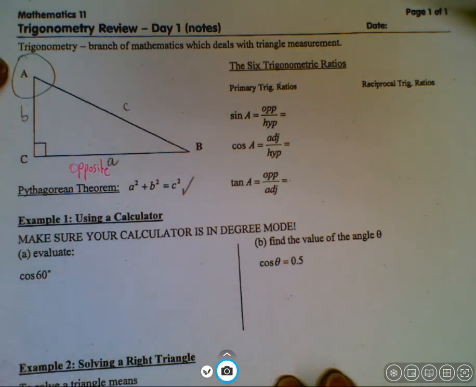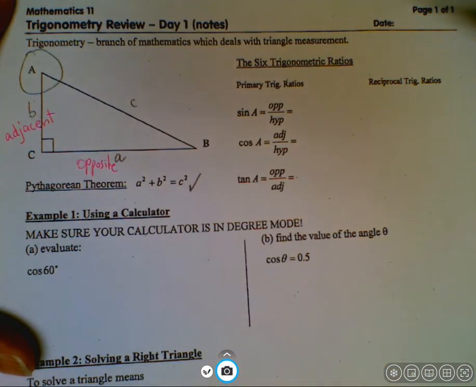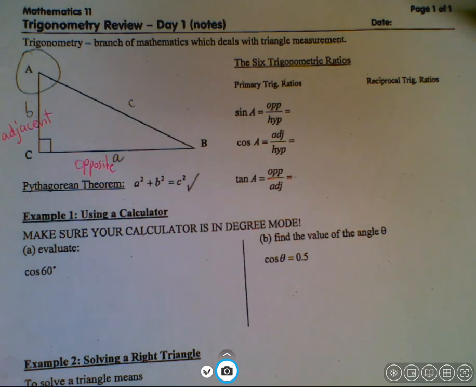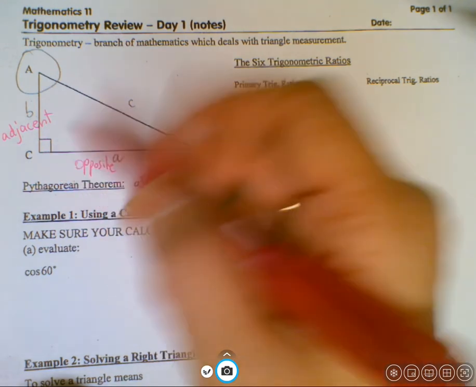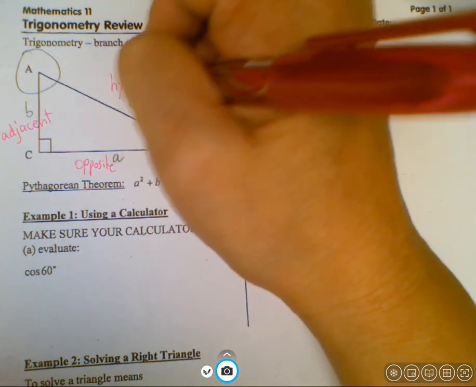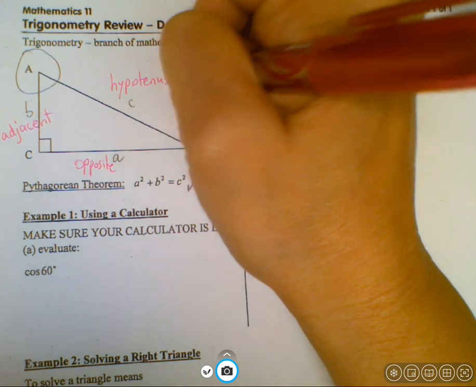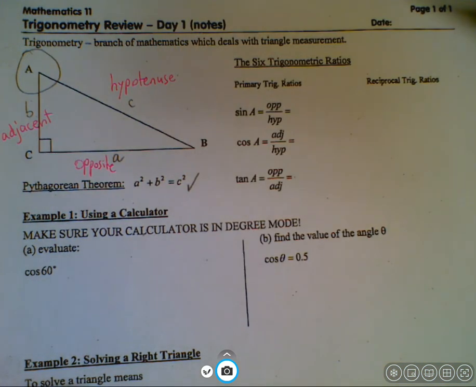Little b is right beside A. So being right beside is adjacent. So in English, the word adjacent means beside, right? Sitting beside someone, so you're sitting adjacent to someone. Now this little c is across from the 90 degrees. It has a name called the hypotenuse. All right. And then last year we defined 3 trigonometric ratios: sine, cosine, and tangent.